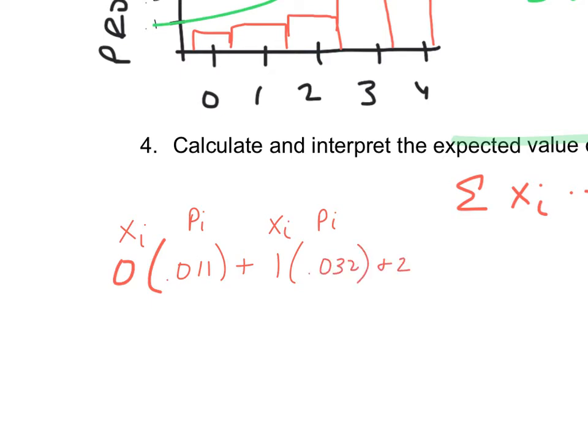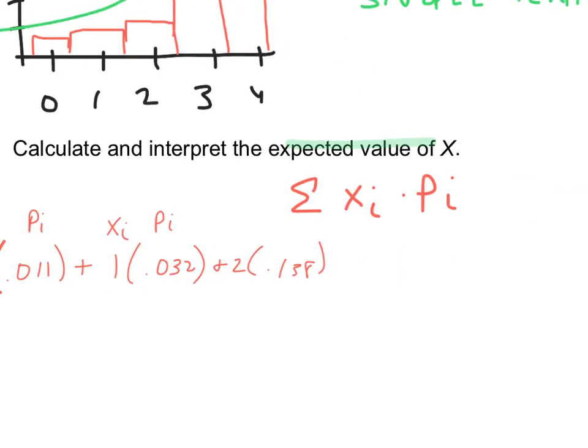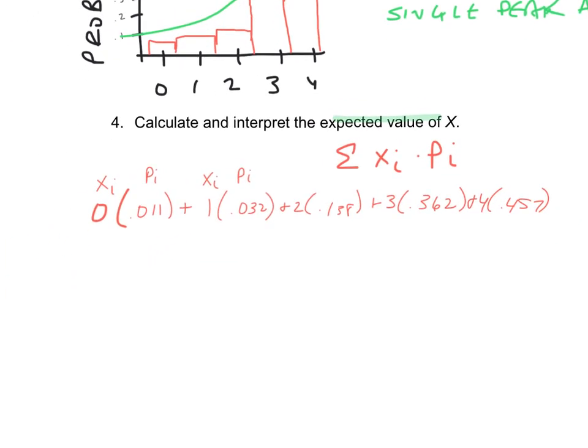0.032 plus 2 times 0.138 plus 3 times 0.362 plus 4 times 0.457. Now, why does this make sense? Well, it makes sense because 45.7% of the people got a 4, so it should be represented in that weight.